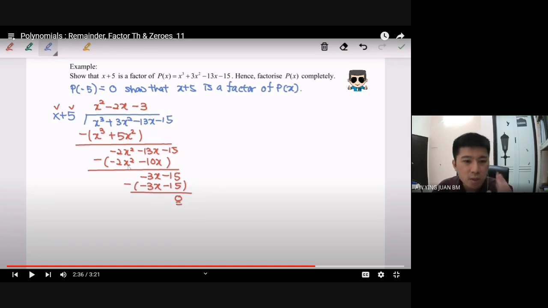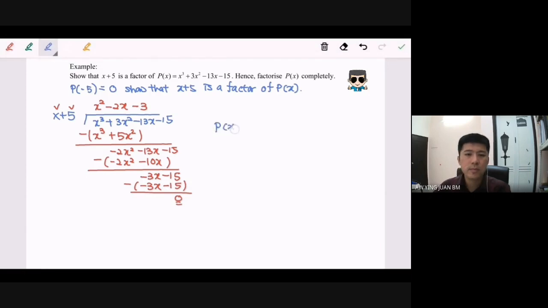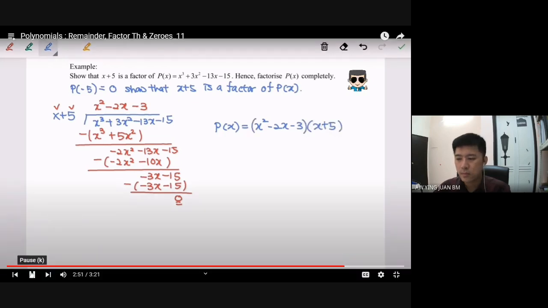So kita mesti kena tulis, fikir, 2 standard form: standard form 1 iaitu px over dx, standard form 2 iaitu px sahaja. Untuk soalan ni, saya guna standard form 2 sebab soalan tidak nyatakan px over dx. Okay, teruskan. So px will be equals to x squared minus 2x minus 3 bracket x plus 5. So this is the product after we doing the long division.